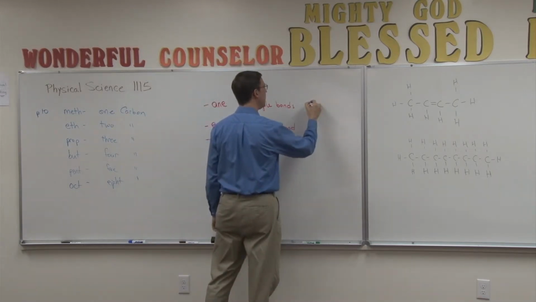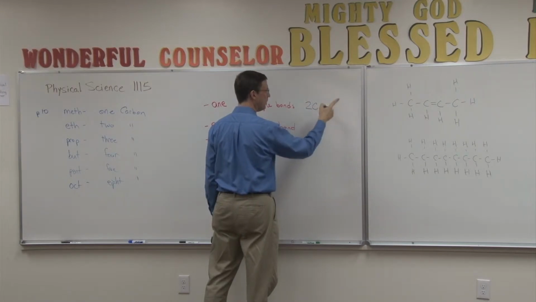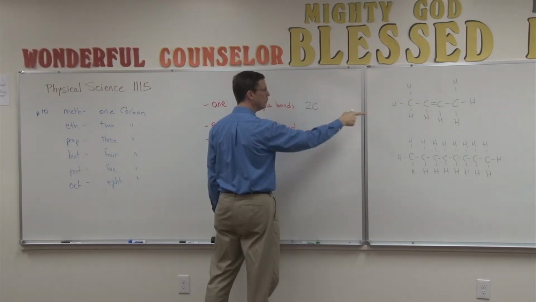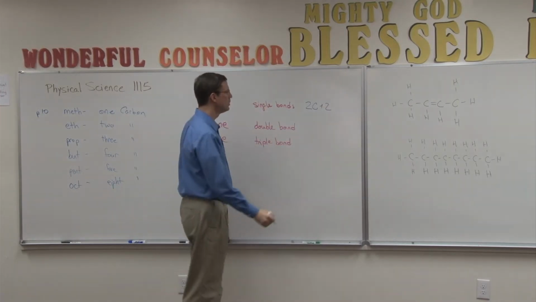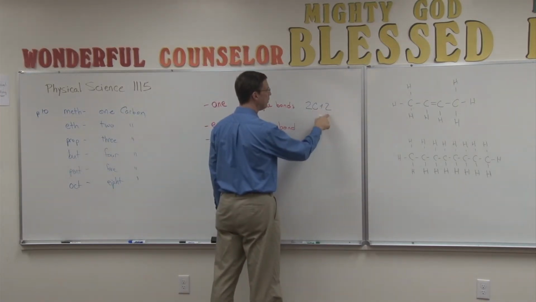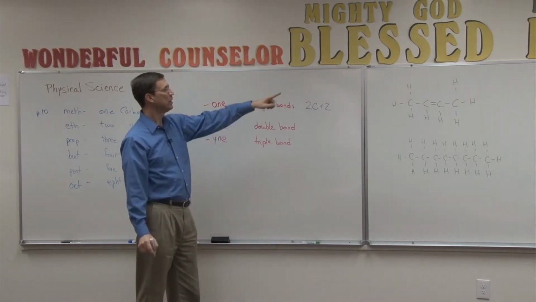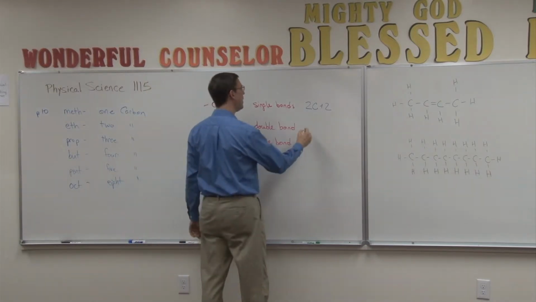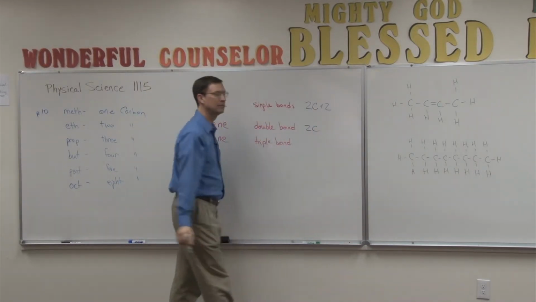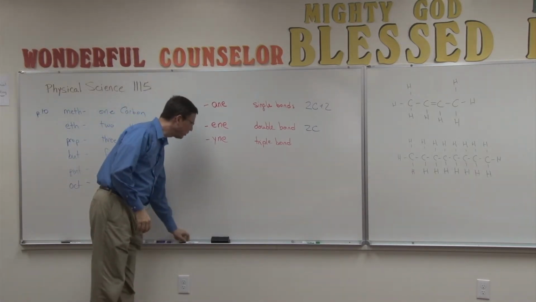When we had all single bonds, the number of hydrogens was 2 times the number of carbons. Remember, we had 4, 2 times 4 is 8, and then we add the 2 on the end. So the hydrogens is 2 times the number of carbons plus 2. But when we have an ene, we have to take away 2 of those hydrogens, and so now the number of hydrogens is exactly twice the number of carbons. Pretty simple, huh? Let me show you one more thing.